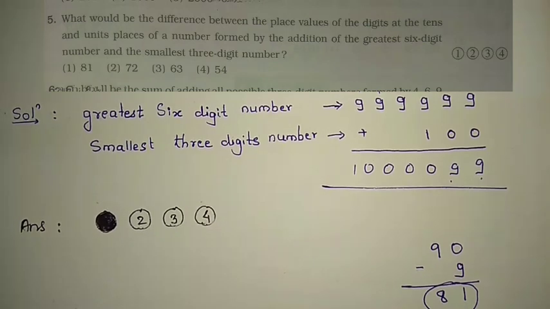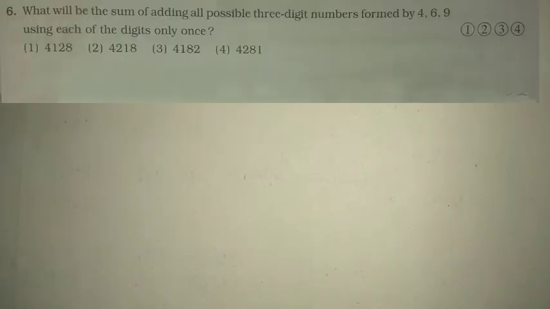Question number 6 is, what will be the sum of adding all possible 3-digit numbers formed by 4, 6, 9 using each of the digits once only? What will be the sum of adding all possible 3-digit numbers? Means by using these 3 digits, 4, 6, 9, we have to form 3-digit numbers, but there is one condition.